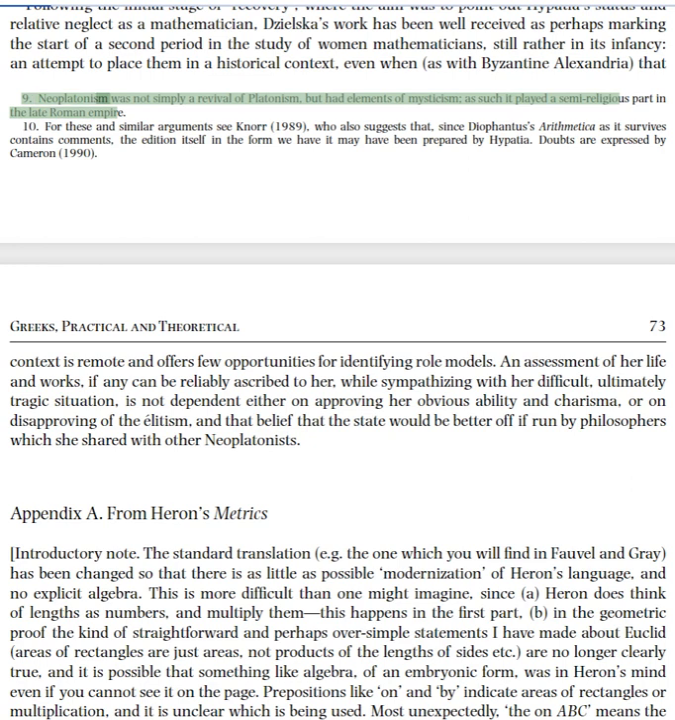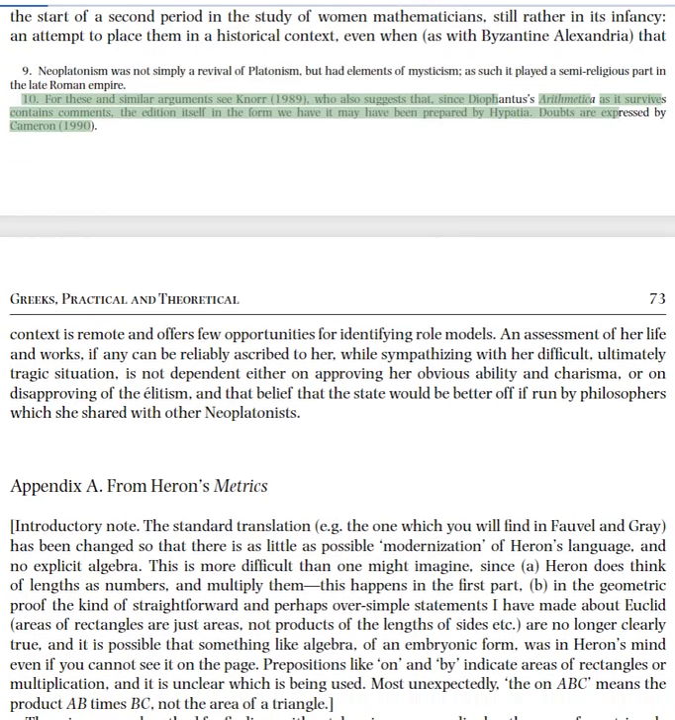9. Neoplatonism was not simply a revival of Platonism, but had elements of mysticism. As such, it played a semi-religious part in the late Roman Empire. 10. For these and similar arguments see Knorr, who also suggests that, since Diophantus's Arithmetica as it survives contains comments, the edition itself in the form we have it may have been prepared by Hypatia. Doubts are expressed by Cameron.